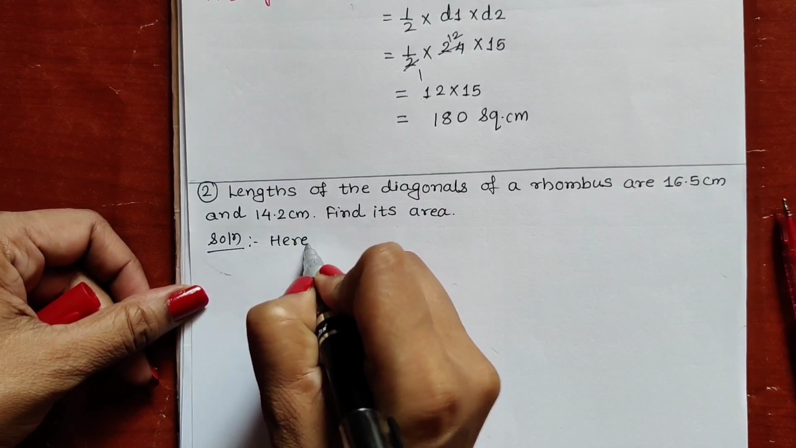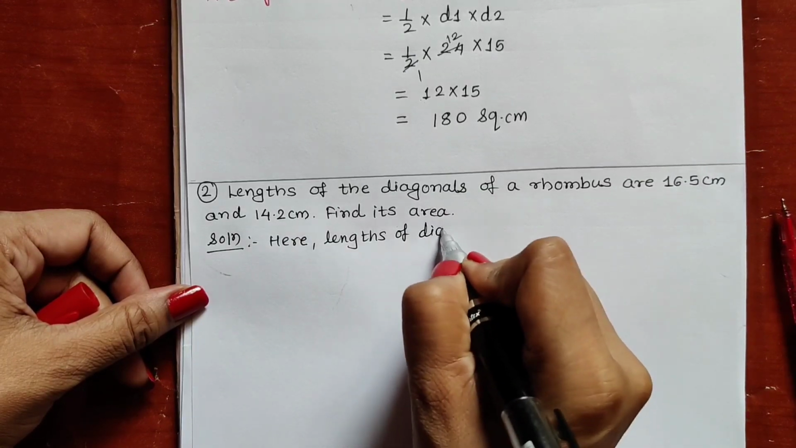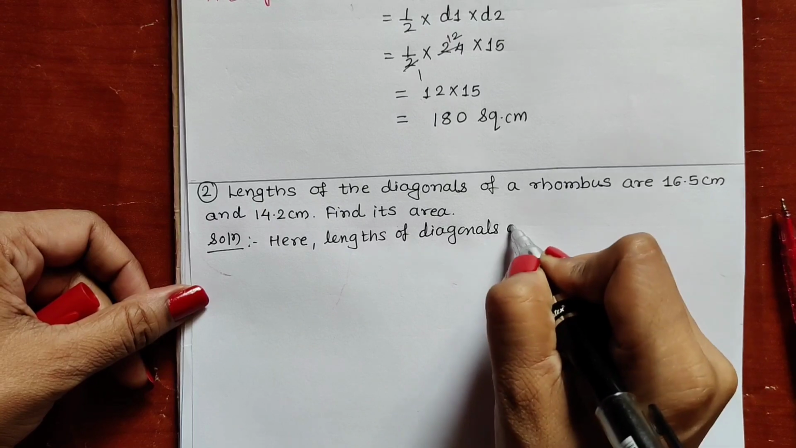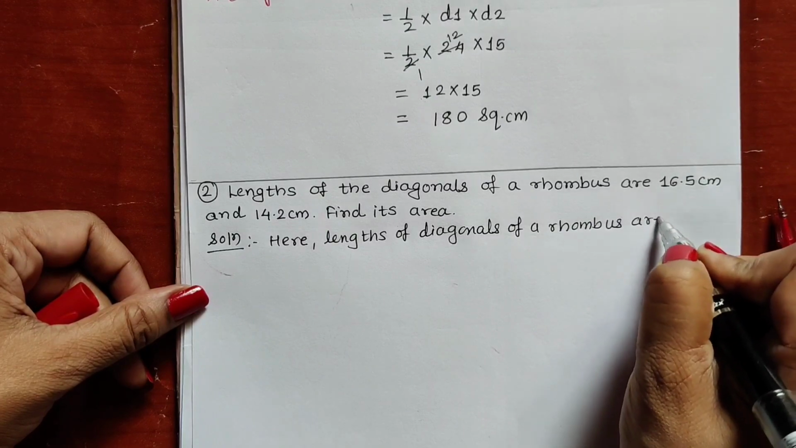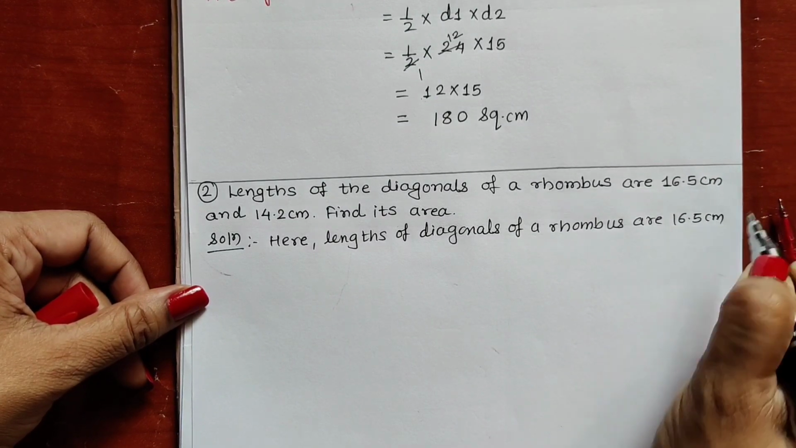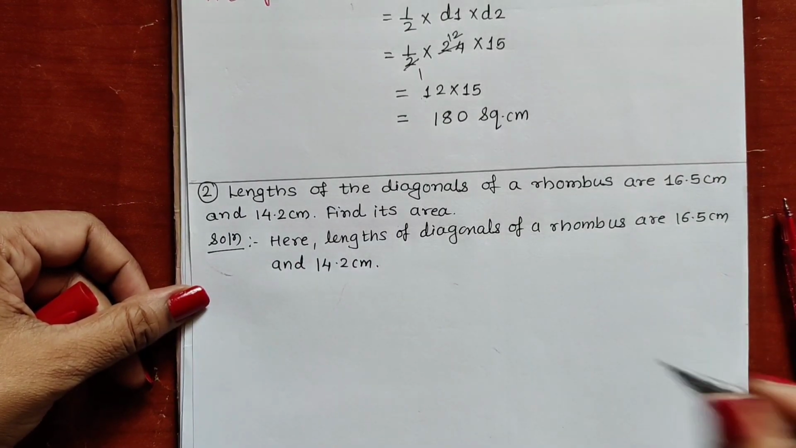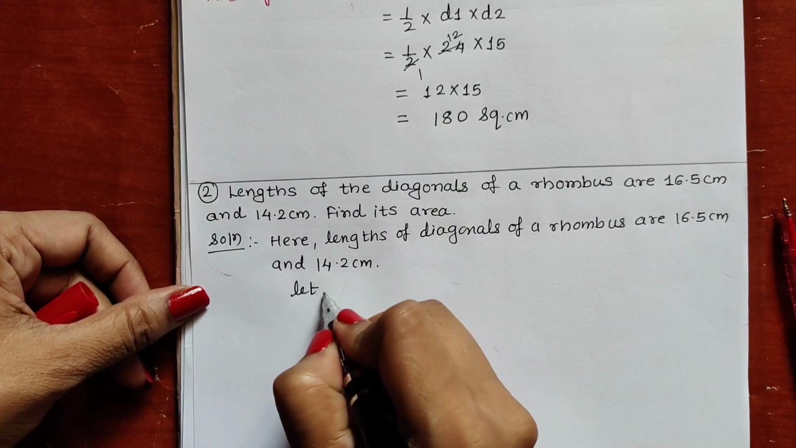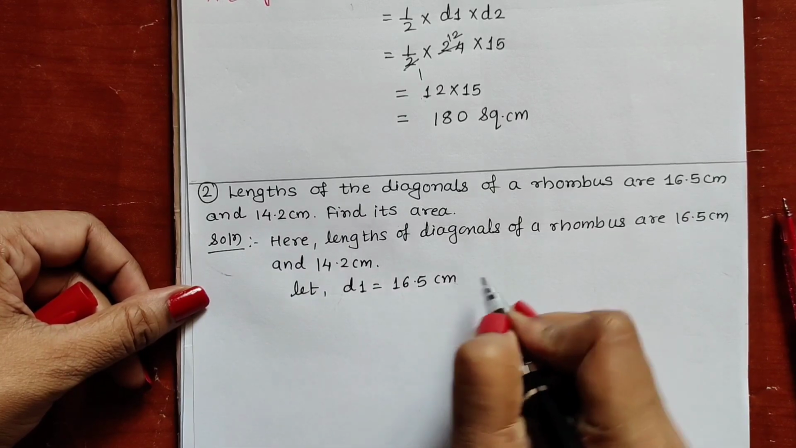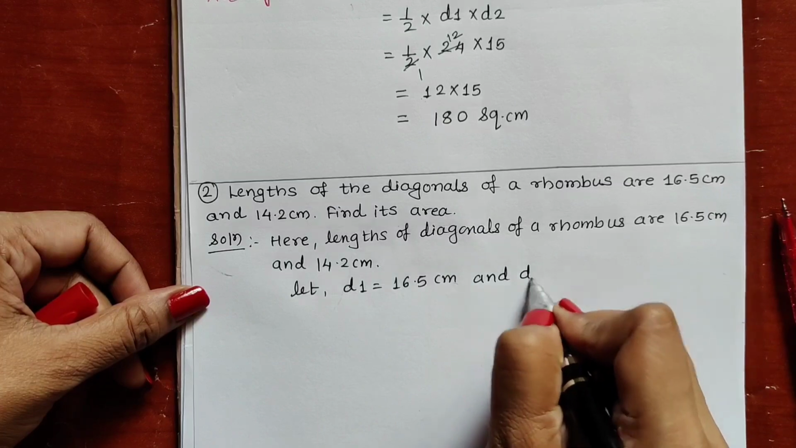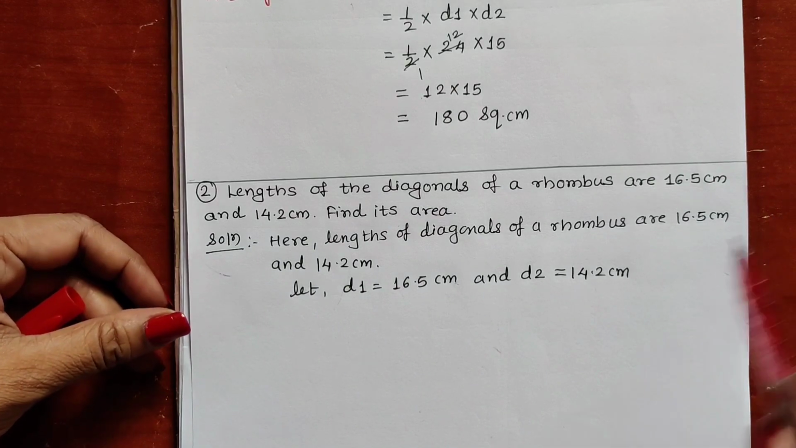Here. Lengths of diagonals of a rhombus are 16.5 centimeter and 14.2 centimeter. So one length we can take it as D1 and other length we can take it as D2. So let D1 is equal to 16.5 centimeter and D2 is equal to 14.2 centimeter.